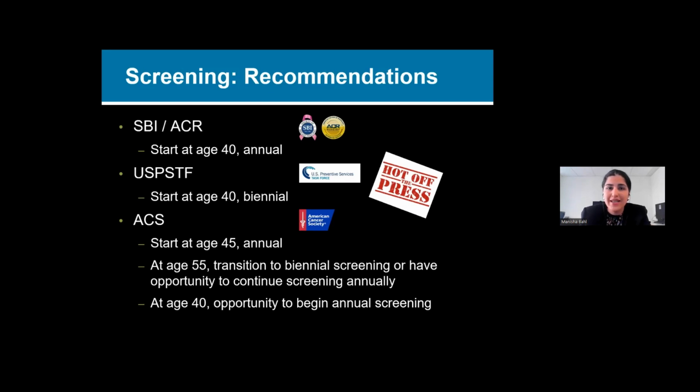With regard to when to stop screening, the USPSTF concludes that the current evidence is not sufficient to assess the balance of benefits and harms of screening mammograms in women aged 75 and older. However, the Society of Breast Imaging, American College of Radiology, and American Cancer Society recommend continuation of screening past age 74 unless a patient has severe comorbidities that limit overall life expectancy.